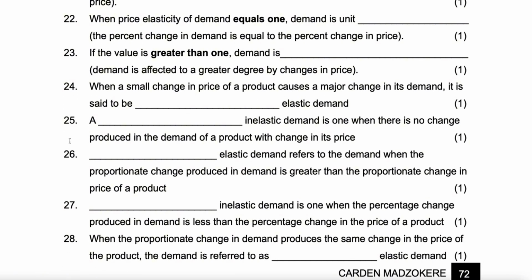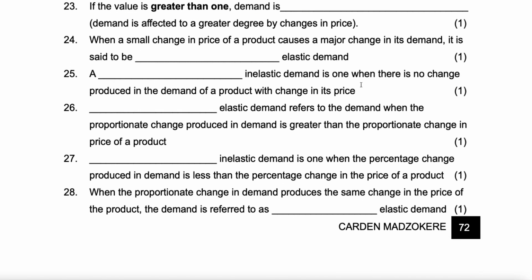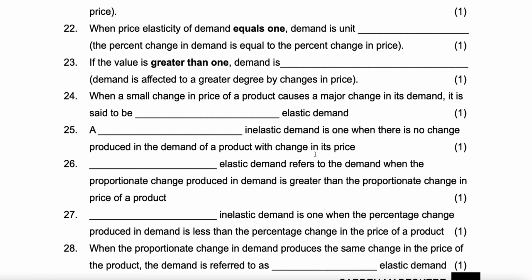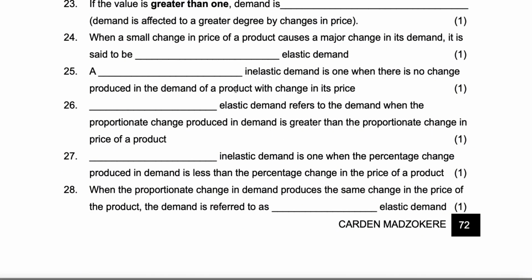Then an inelastic demand curve is one where there is no change. No change, then that's perfectly inelastic. When there is no change whatsoever, it's the same as this one, equal to 0. Then elastic demand refers to demand when the proportionate change produced in demand is greater than the proportionate change in price. Again, this one can be perfectly elastic, or relatively elastic.